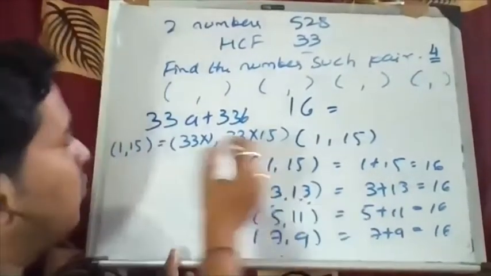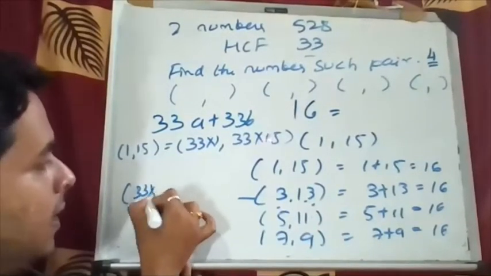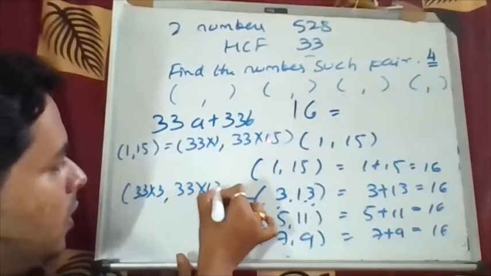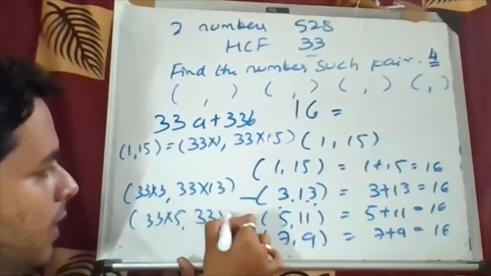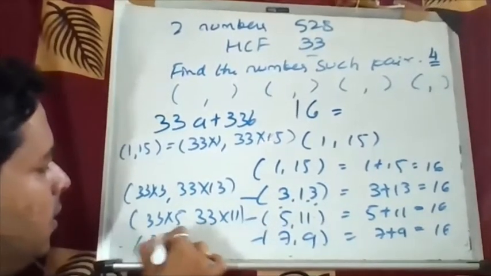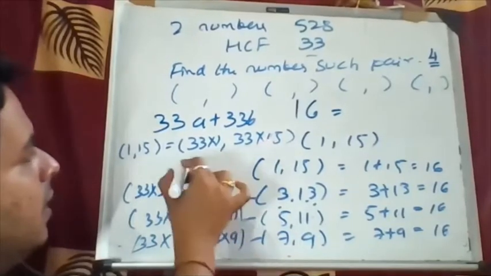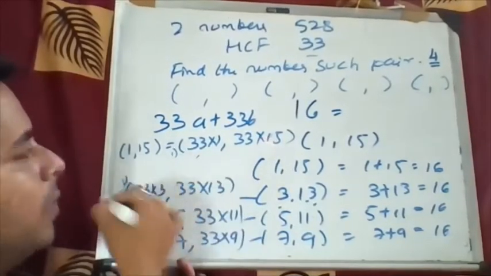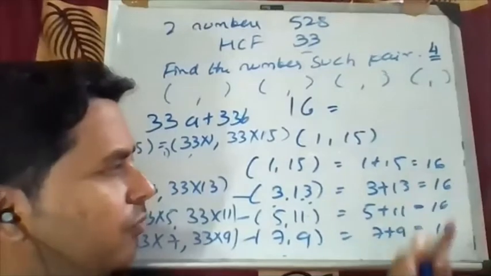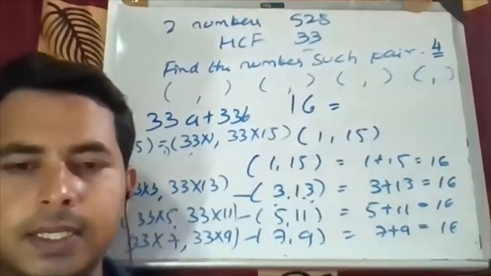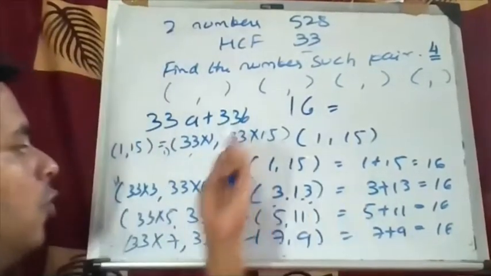Similarly, if you take this one, how can we write it? 33 into 3, 33 into 13, and this one 33 into 5, 33 into 11, this one 33 into 7, and 33 into 9. So these are the numbers. If they ask for numbers, multiply and check. If they ask for groups, only 4 groups: 1, 2, 3, 4. You can stop here only if they ask 4 groups. If they ask what the numbers are, you have to go to the next step.